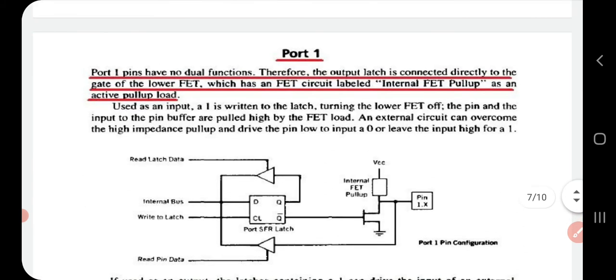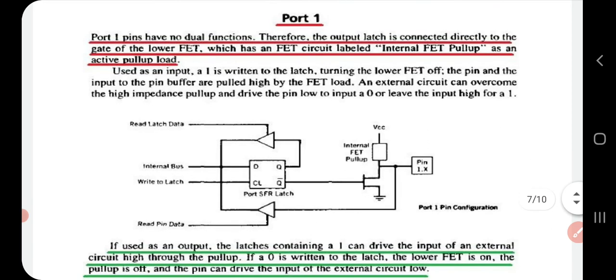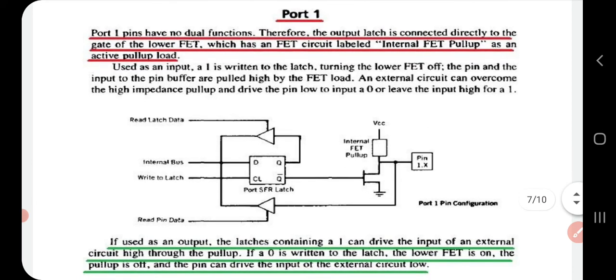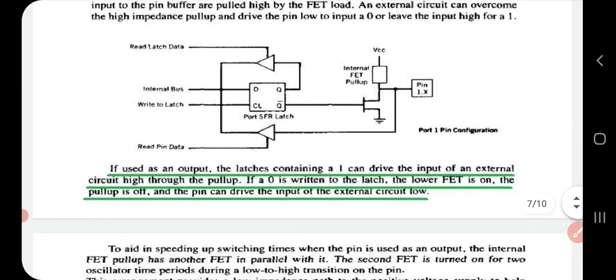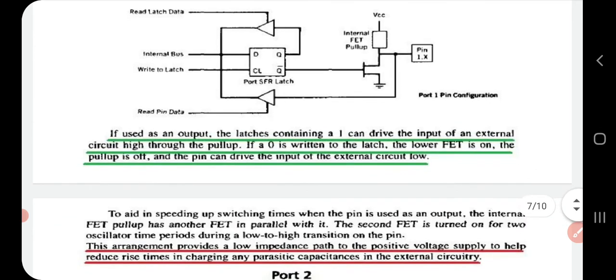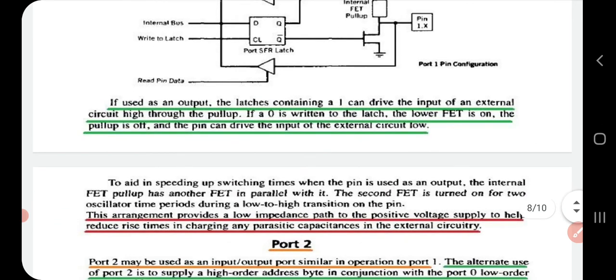So the first paragraph is about the function of port 1. Then the next paragraph tells us what happens when port 1 is used as input. Then this paragraph deals with what happens when port 1 is used as output.